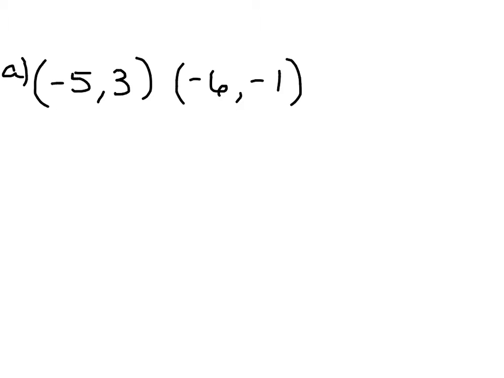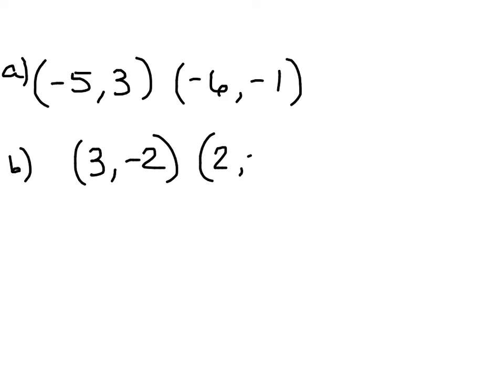And now on the bottom of that page, they have a check for understanding, and they give you line A, which passes through (-5, 3) and (-6, -1). Line B is through (3, -2) and (2, -7). Ooh, forgot the negative. The question's asking you, are they parallel? So the question's yes or no. What do you think you have to do for this problem?